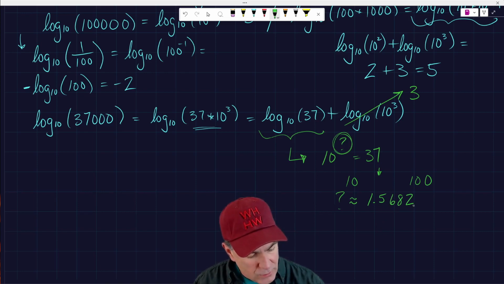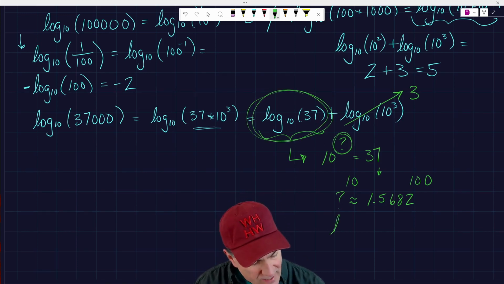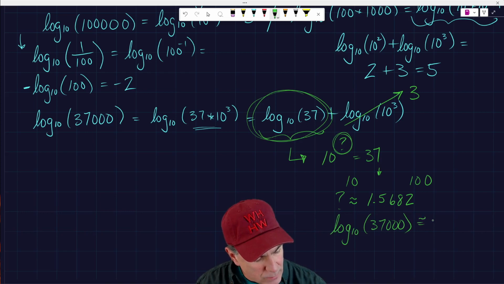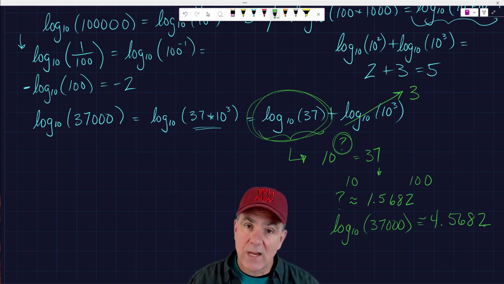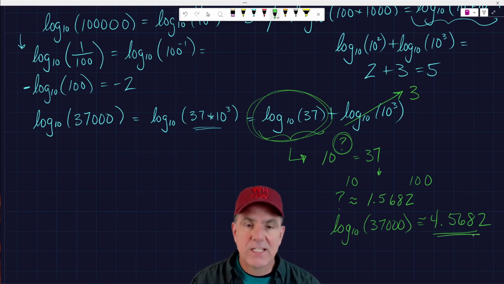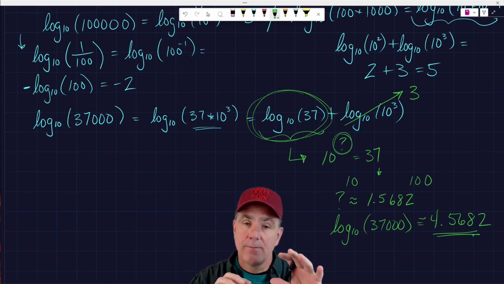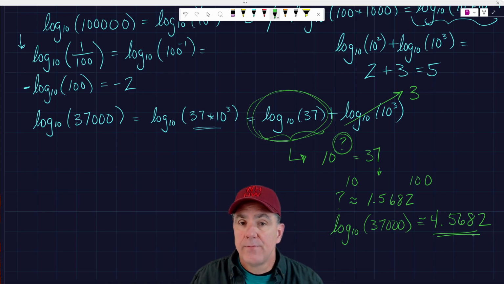So I substitute that back in for my log base 10 of 37, and what I find out is log base 10 of 37,000 is the sum of these two things, which is approximately 4.5682. One more time, what is it that we found? What is this number? This is the exponent that, if we put 10 to that exponent, then we're going to end up calculating 37,000, approximately. This is what logarithms are.